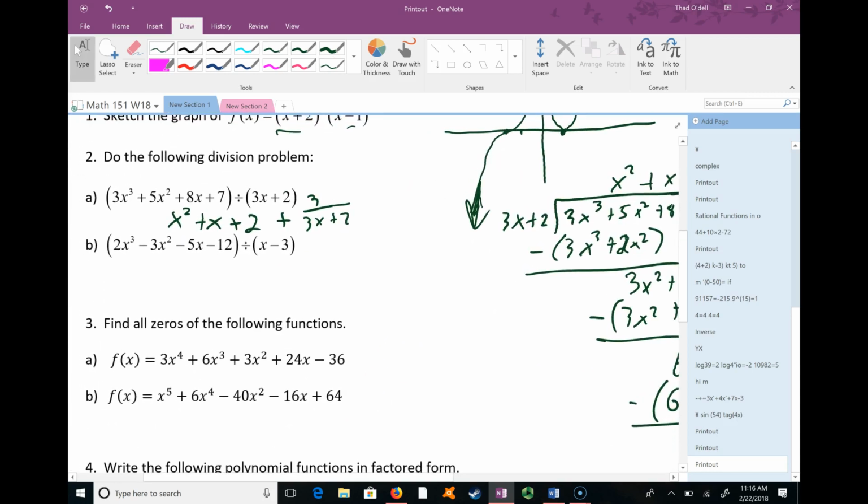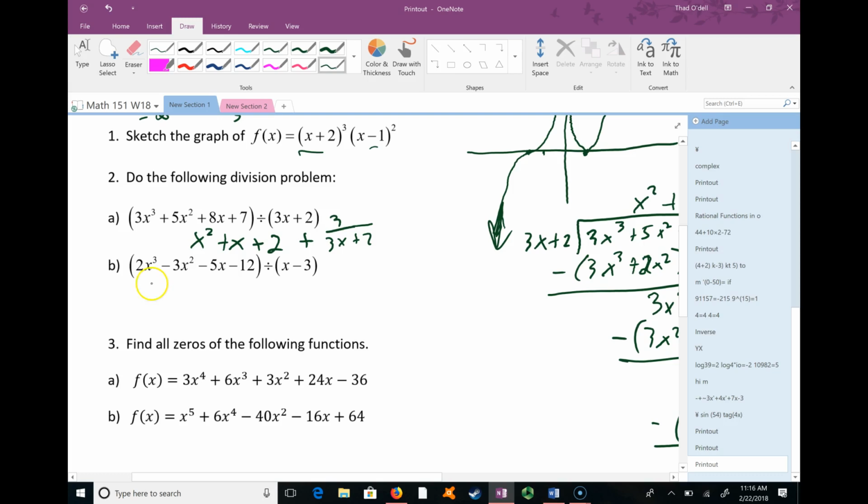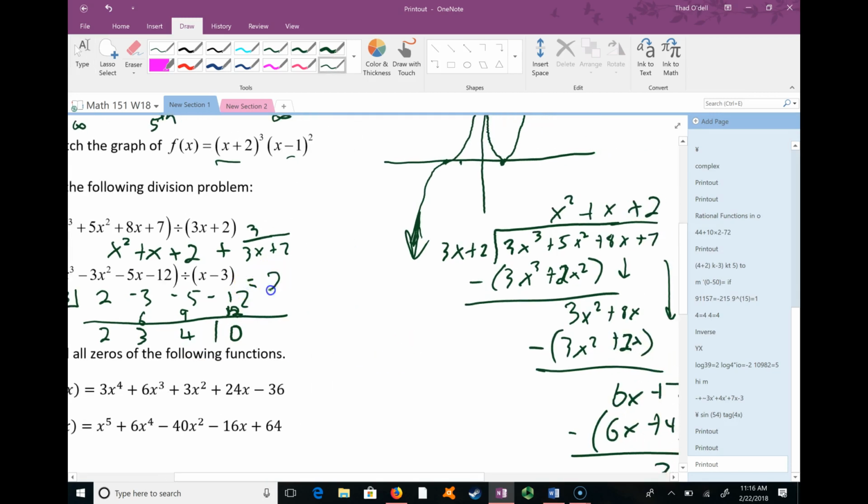Now this one, I'll handle a little bit quicker. I'm just going to use synthetic division on this one. So put 3 in the box because you put the root that goes with that factor. Put 2, -3, -5, -12. Bring down the 2. 3 times 2 is 6. 6 plus -3 is 3. 3 times 3 is 9. 9 plus -5 is 4. 3 times 4 is 12, and we get 0. So that means we have a remainder of 0, and it also means that the answer is 2x squared plus 3x plus 4. And since there's no remainder, we don't need to put anything else out there. Okay, so that's number 2.